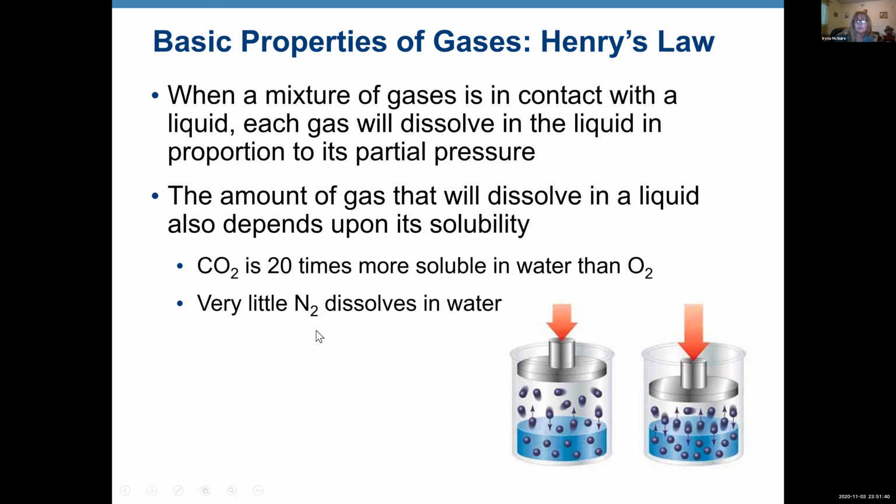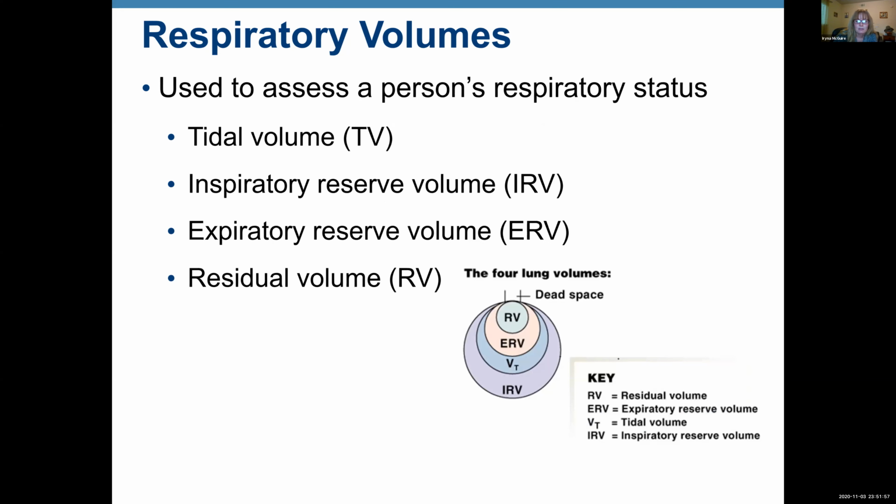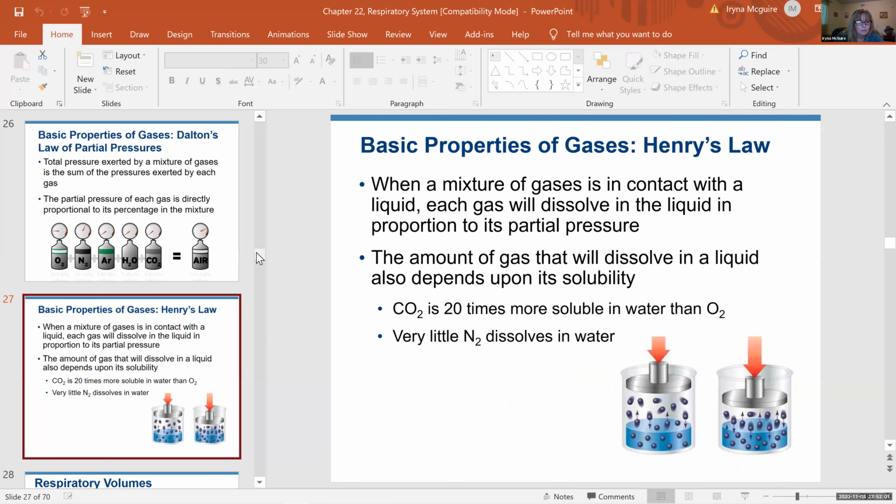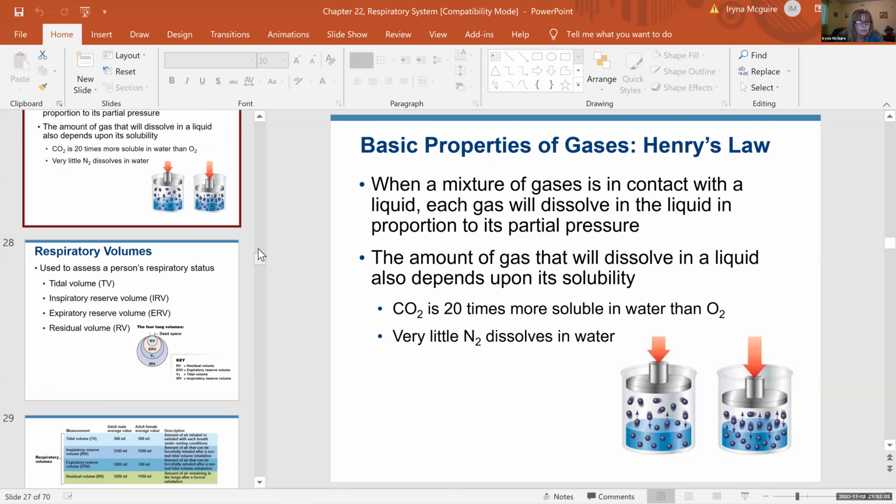And very little nitrogen dissolves in water. We have like 78% nitrogen, I think, in the air, and very little actually enters our blood because very, very little of it dissolves in the water. Okay, so that makes sense, right?